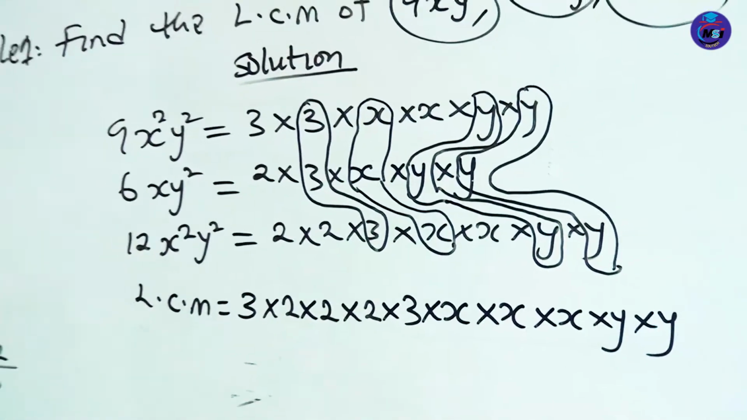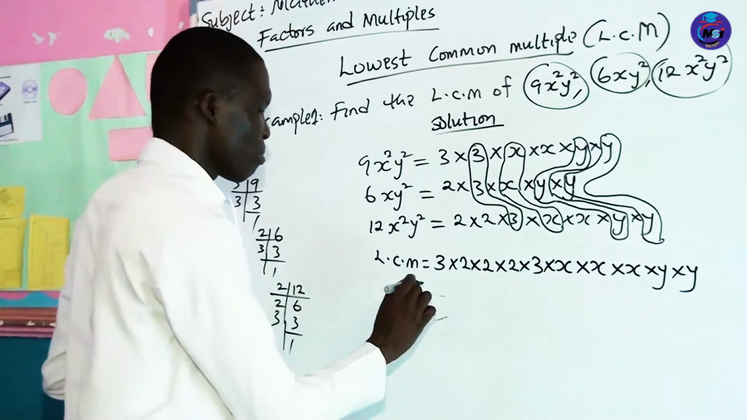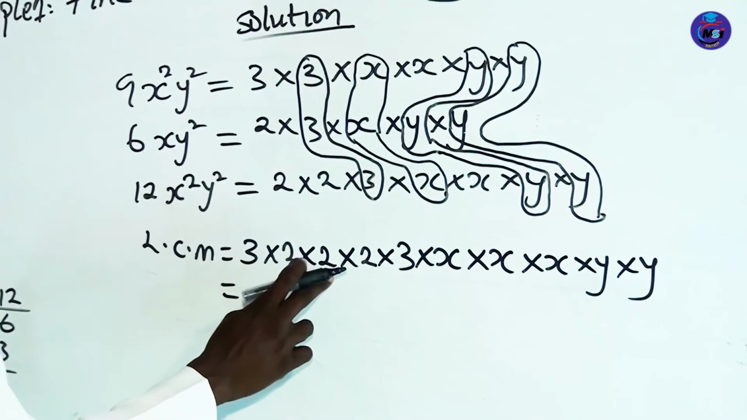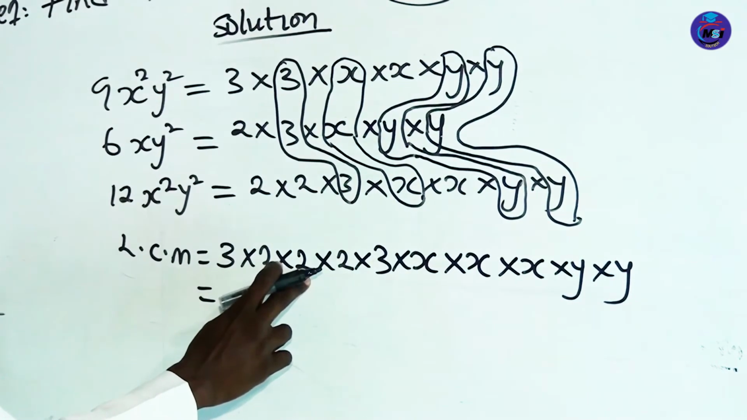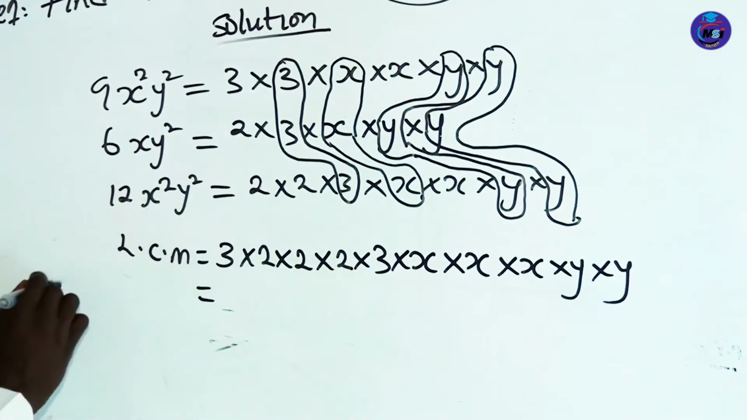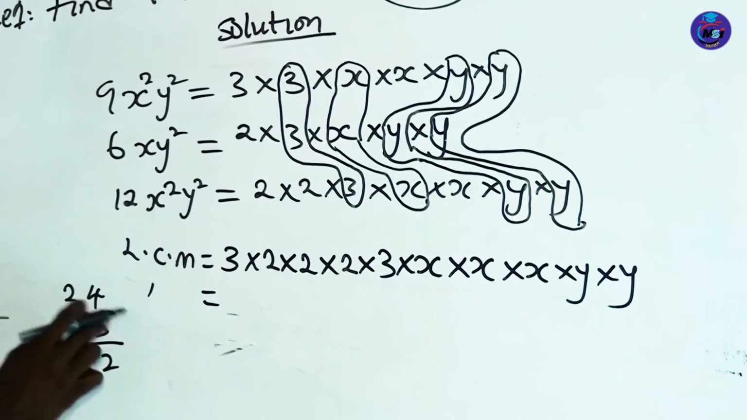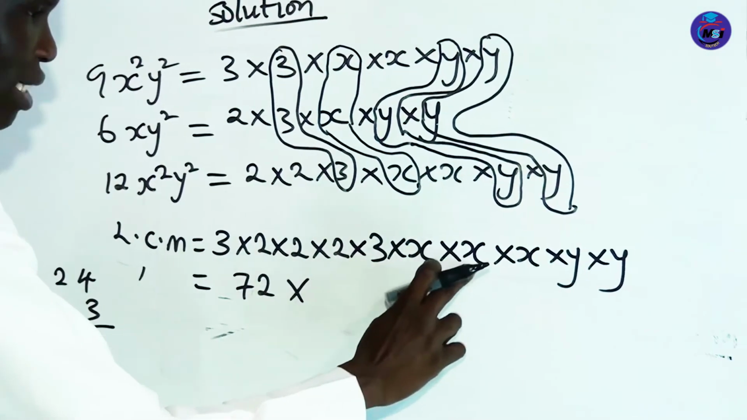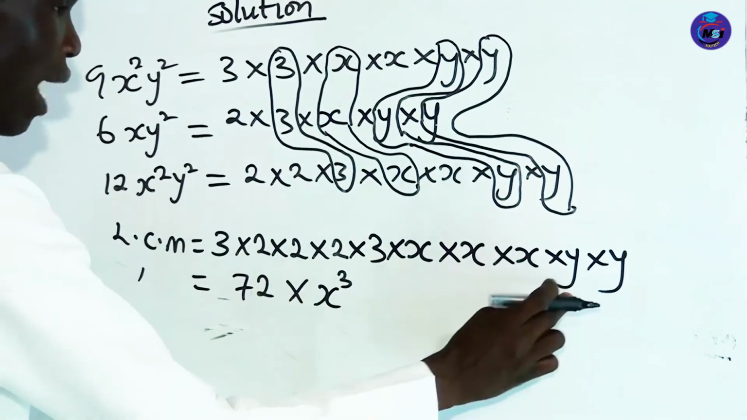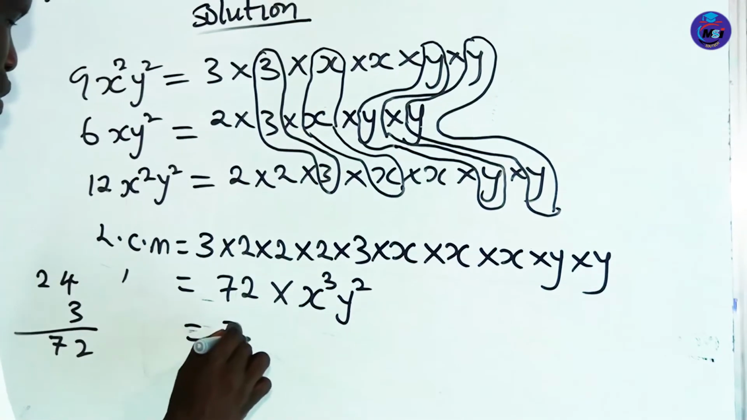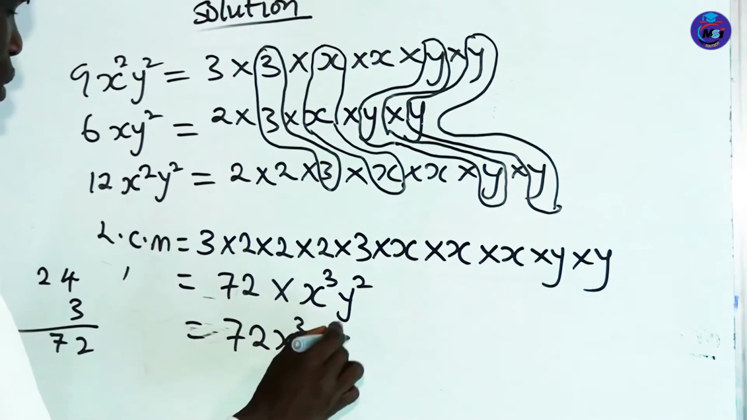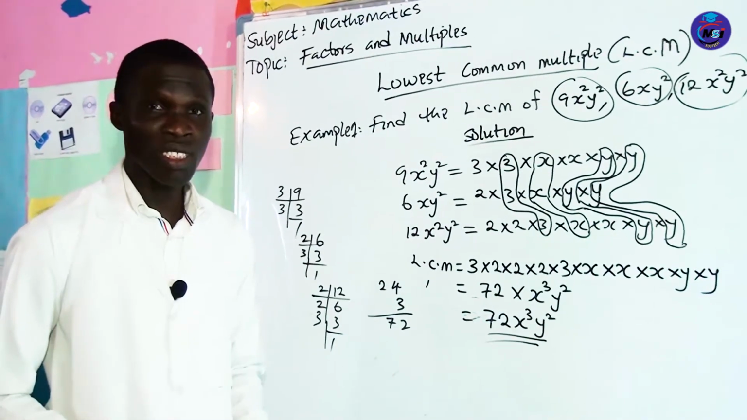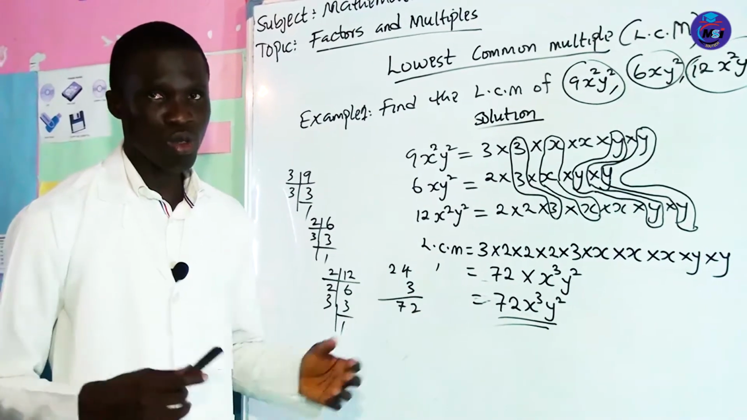You know, when you are doing this at home, you have to be very careful. Okay, now let's multiply. 3 times 2 will give us 6. 6 times 2 will give us 12. 12 times 2 will give us 24. 24 times 3, this one will give us 12, 2 carry 1 will give us 72. Okay, so we have 72 times x times x times x will give us x cubed. Y times y will give us y squared. So it will give us 72 x cubed y squared. This looks so strange, but I believe that you are following the class, and always have a positive mind when we are solving mathematics. It is not too hard. You can still do it.